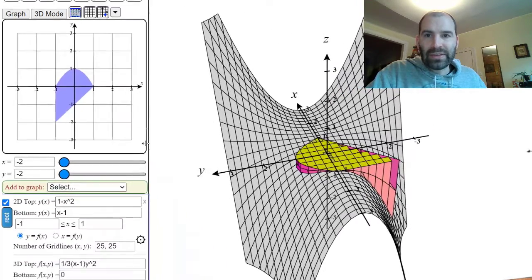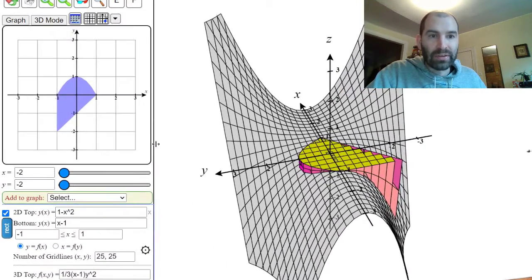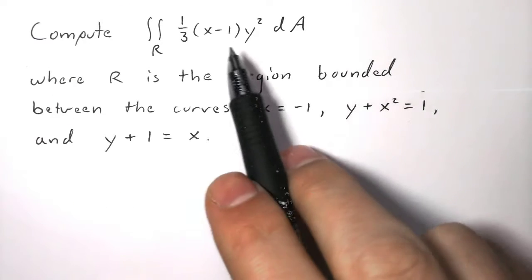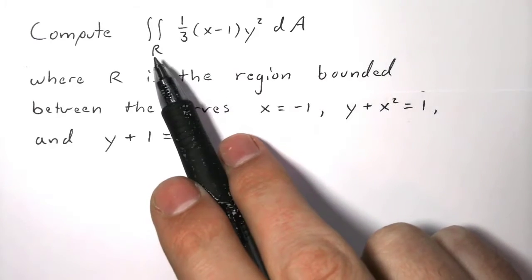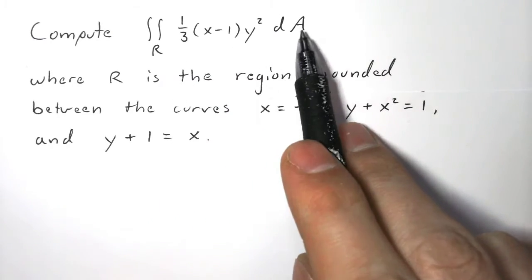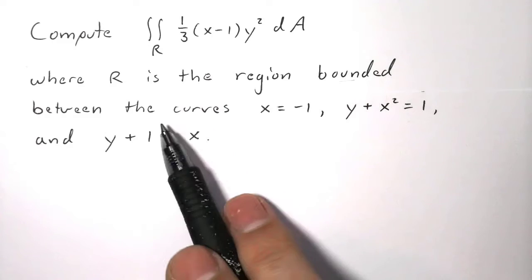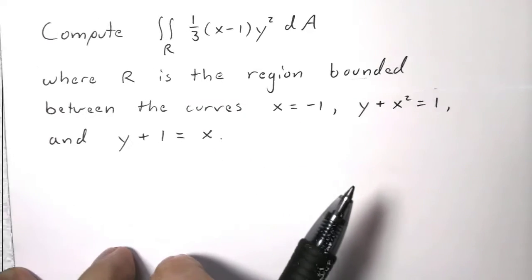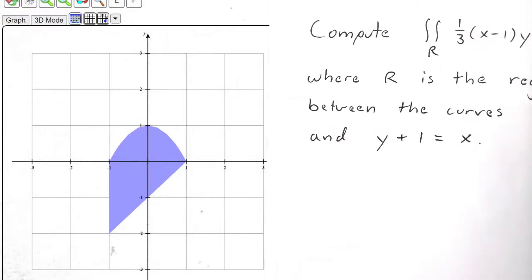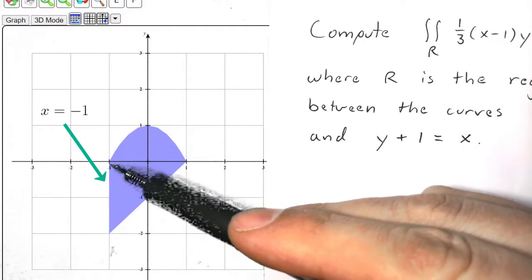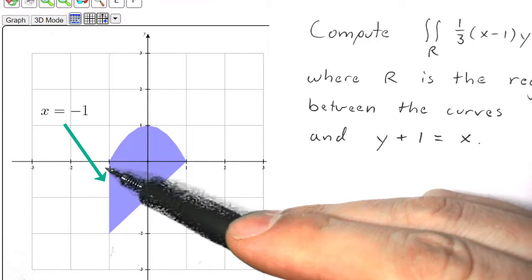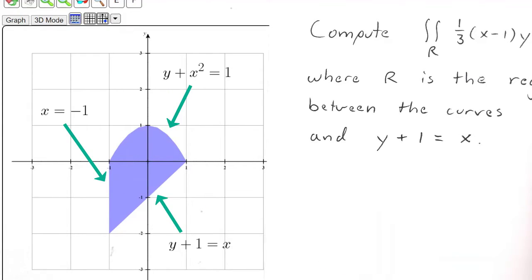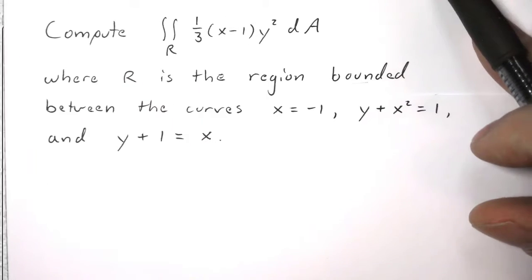Okay, so let's see how we can do this. Here's the integral that we want to do. We want to integrate this function over the region R with respect to area, where R is the region bounded between these three curves. Those are the three curves we saw in the picture here. We have the curve x equals -1, y plus x squared equals 1, and y plus 1 equals x right there. Okay, so that's the integral that we want to do.